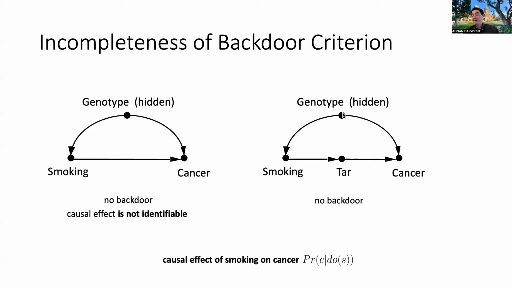So backdoor criteria cannot help us in this case. But guess what? This example is identifiable. In this particular model, given observations on these 3 variables, data on these 3 variables, I can in fact do that. Backdoor cannot help me.